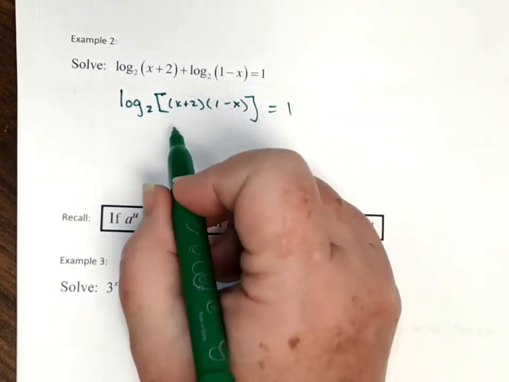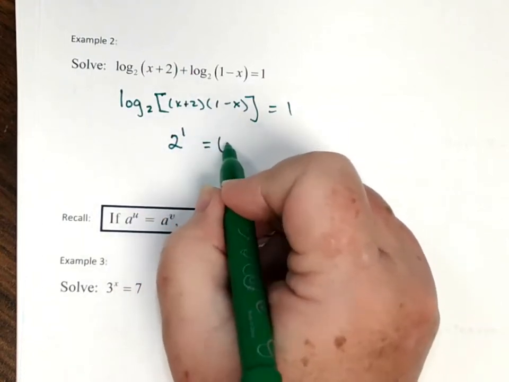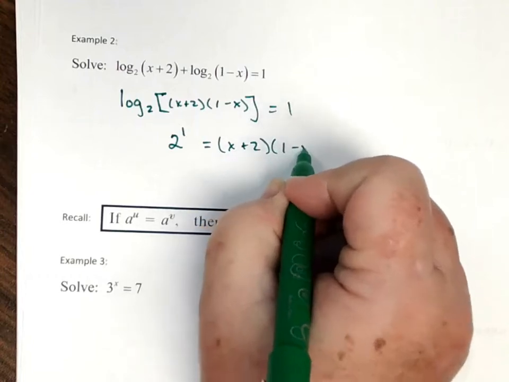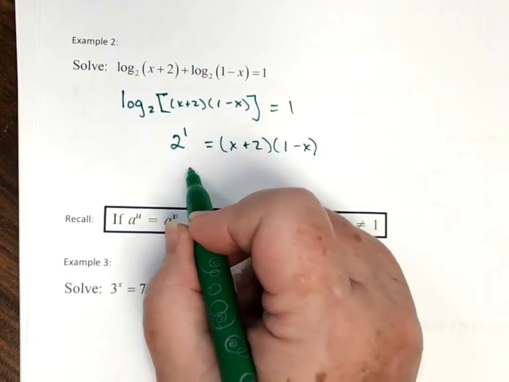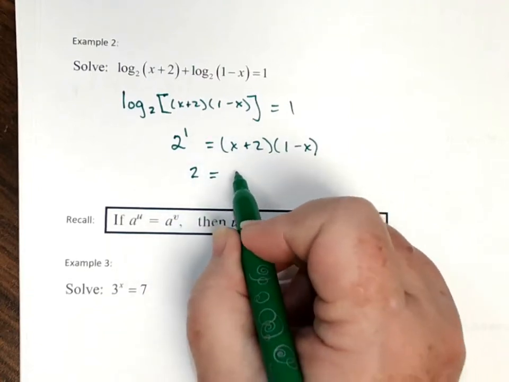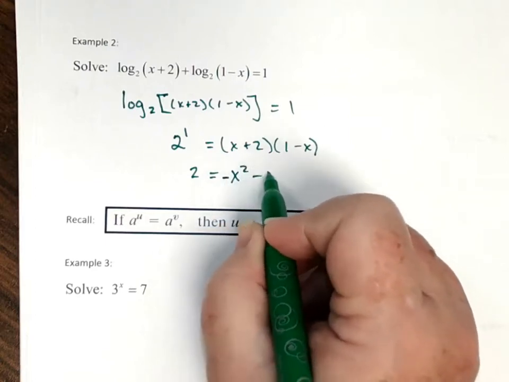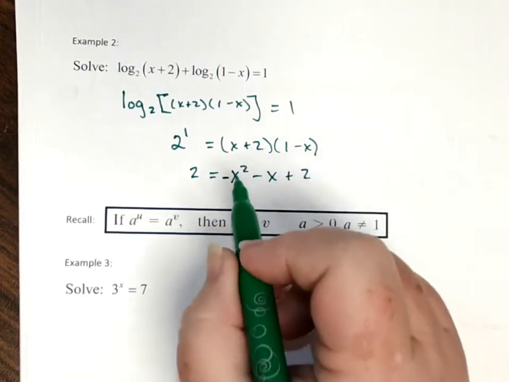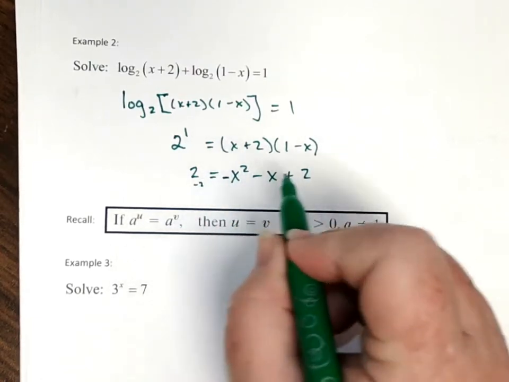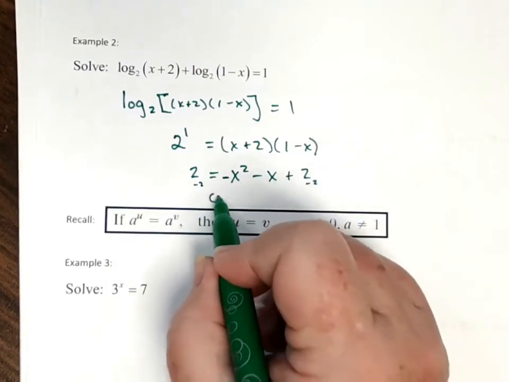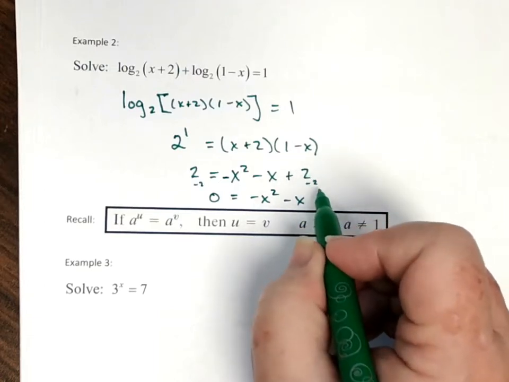But we are going to look at this problem here. I can multiply those together and write this as 2 to the first equals x plus 2 times 1 minus x. When I multiply that out using box method or FOIL or whatever you want, I get 2 equals negative x squared minus x plus 2. I'm going to subtract 2 from both sides because it's a quadratic, and I get 0 equals negative x squared minus x. That canceled as well.